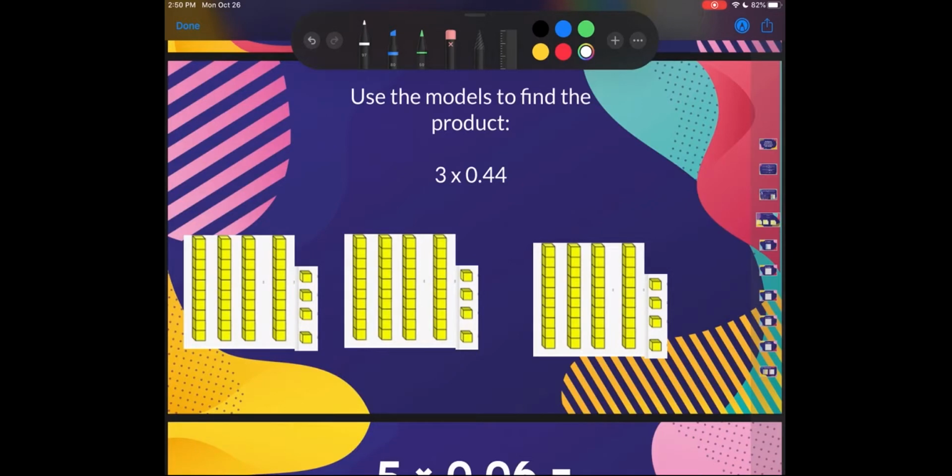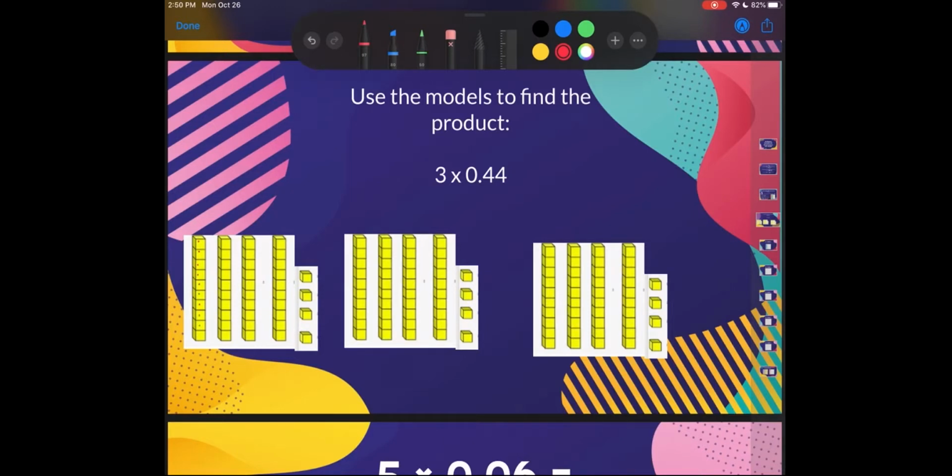Let's get our next problem. So now let's look at this model to find the product of 3 and 44 hundredths. If you notice, I've got 3 groups of 44 hundredths. In order to find what the product would be, I would just add them all up, like repeated addition.